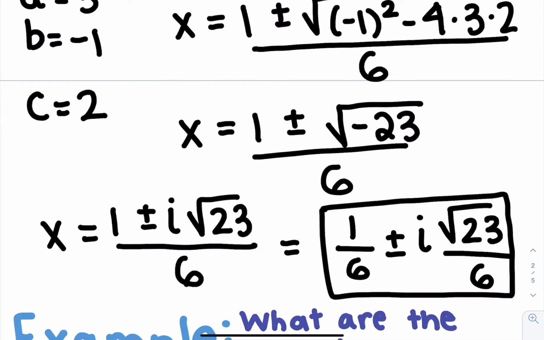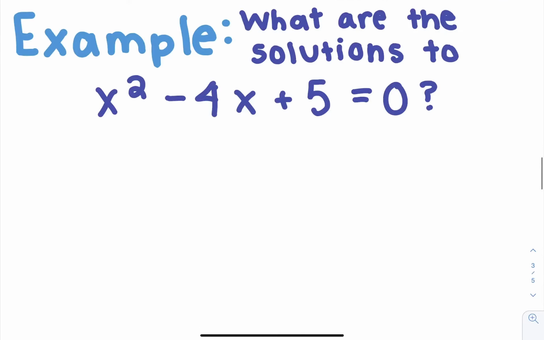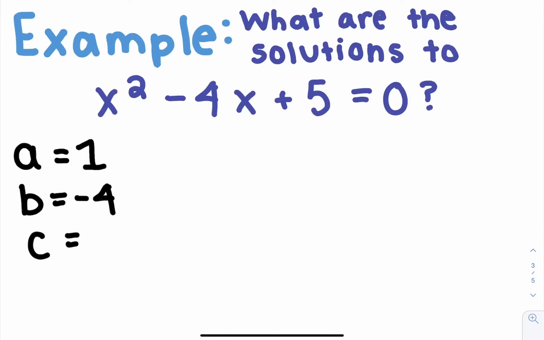Now that we've done two examples, you might want to pause the video and try this one on your own and check your solutions when you're done. So we'll get a is 1, b is negative 4, and c is 5.